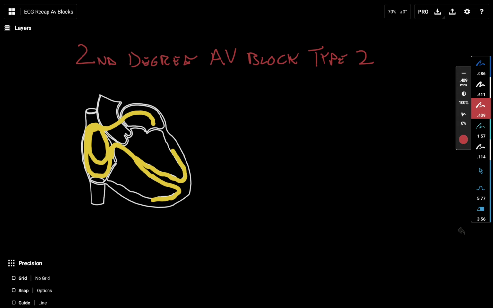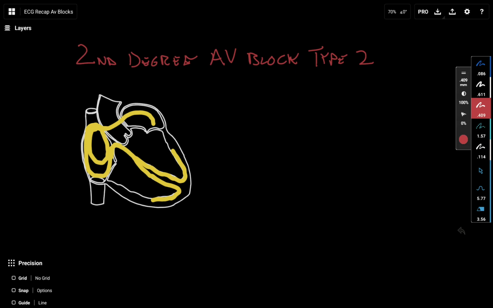Basically, in this case, it's a form of second degree AV block in which there is an intermittent non-conducting P wave without progressive prolongation of the PR interval. So it's the same thing as your type 1, except that the PR interval remains the same. This means that the PR interval in the conducted beats remains constant, and the P waves seem to march through at a constant rate.